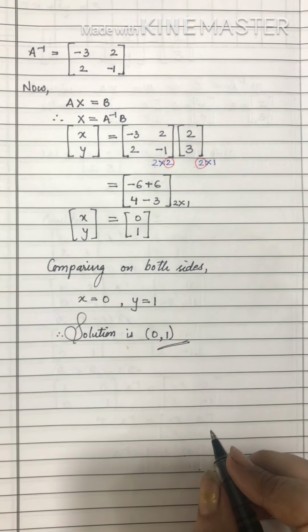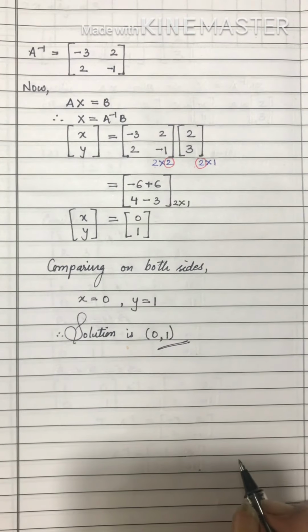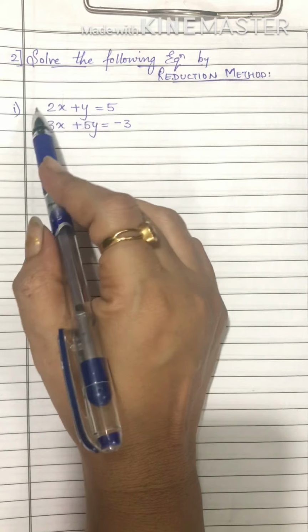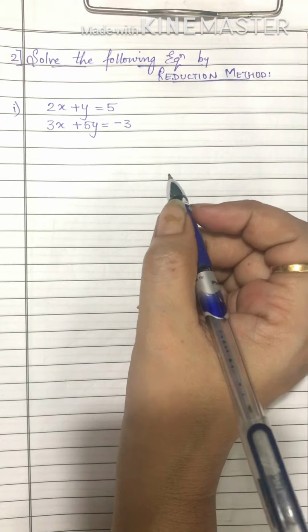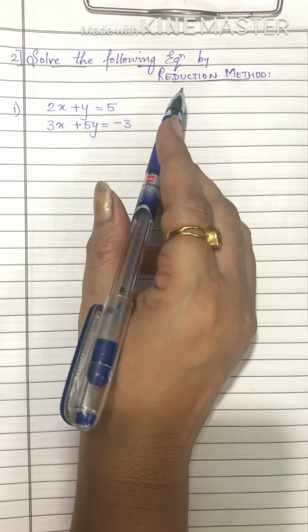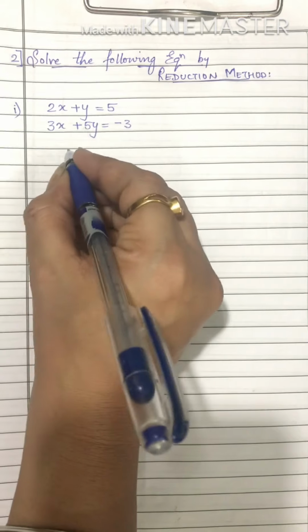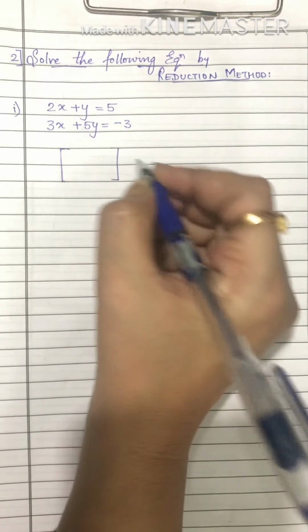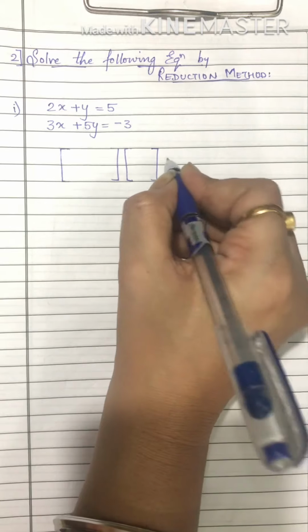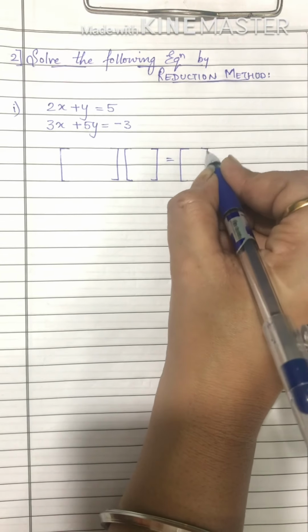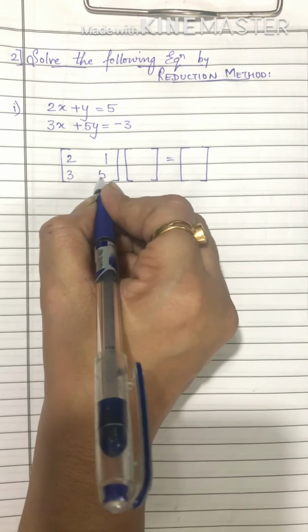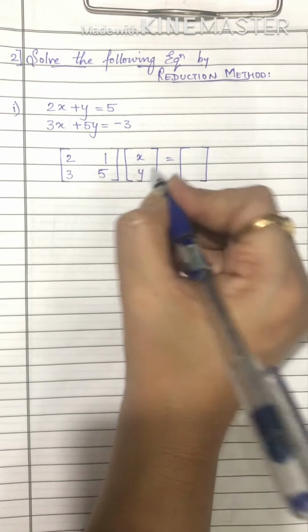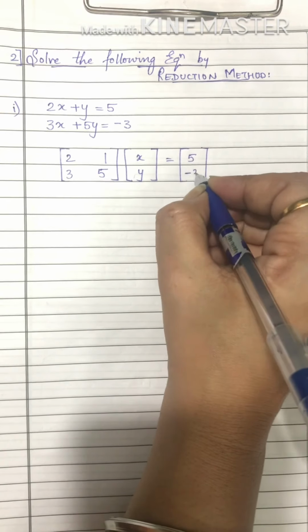Now we will continue further with solving equations by the reduction method. Okay, now let's check how to find a solution for these simultaneous equations by using the reduction method. First of all, I will write the given equations in matrix form. This is to be done in a similar way to how we did it in the previous sum. So write the coefficients of x and y here. Then here x, y, the two variables, and here 5 and minus 3, the values on the RHS.